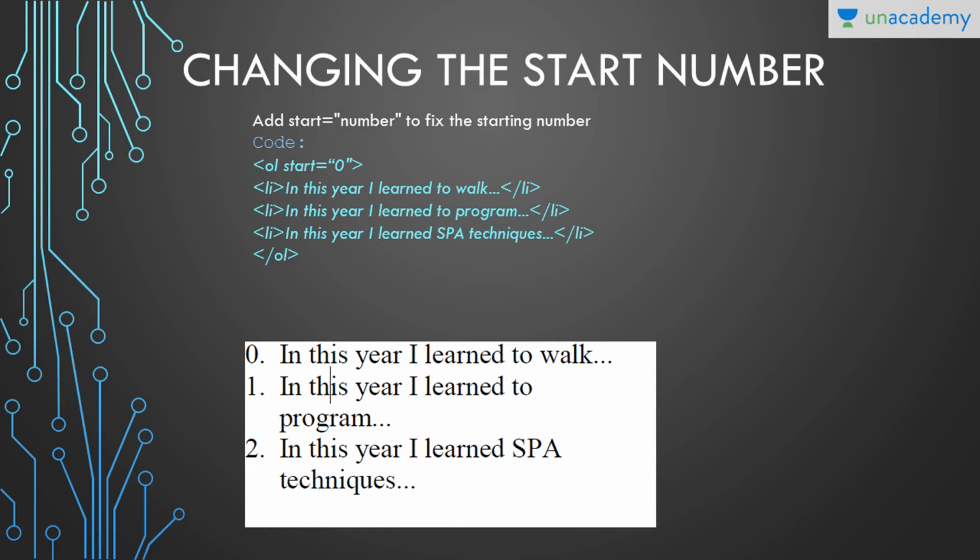Now we are going to see an attribute of list. Now what if I want that the number in front of my first list must be different?